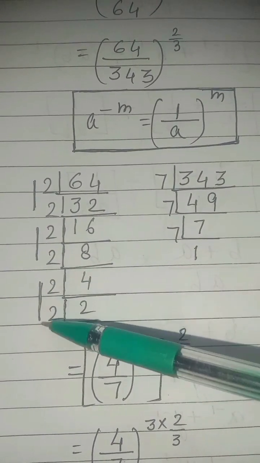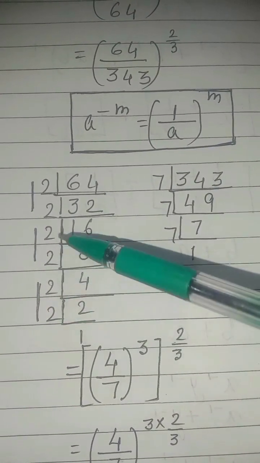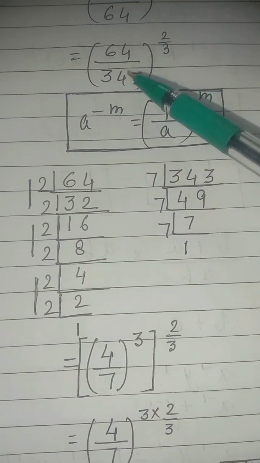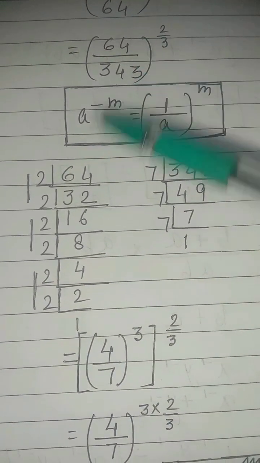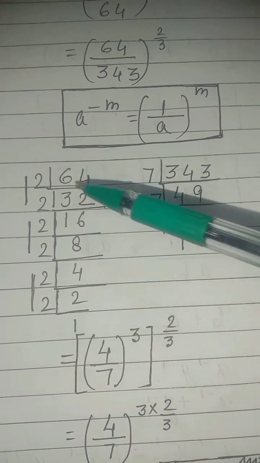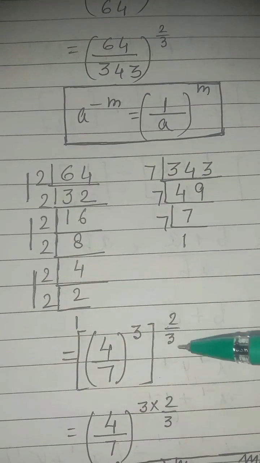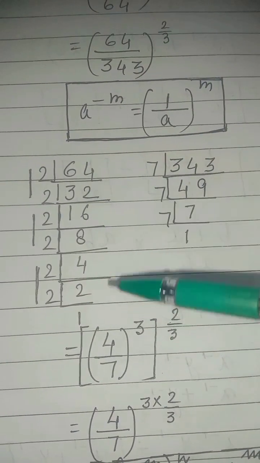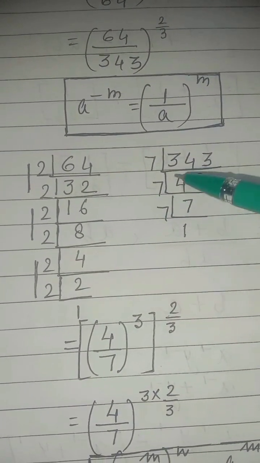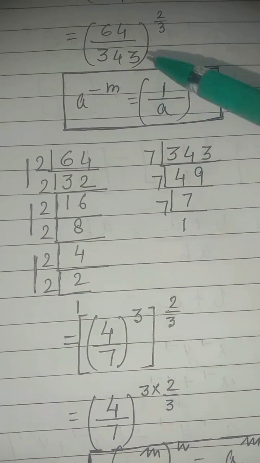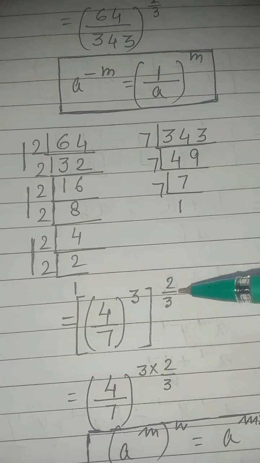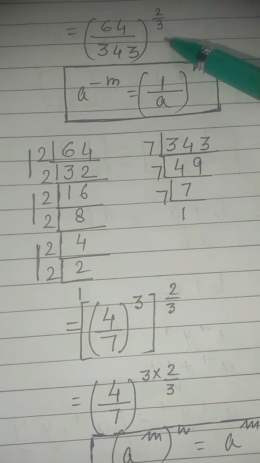And in one pair what is coming? 4. 2 twos are 4. So that is why we can write, instead of 2 to the power 6, 4 cube, so that it can easily be cancelled. So 4 cube, and it is 7 cube. So that is why we can easily write it as (4/7) whole cube, to the power 2/3 was here.